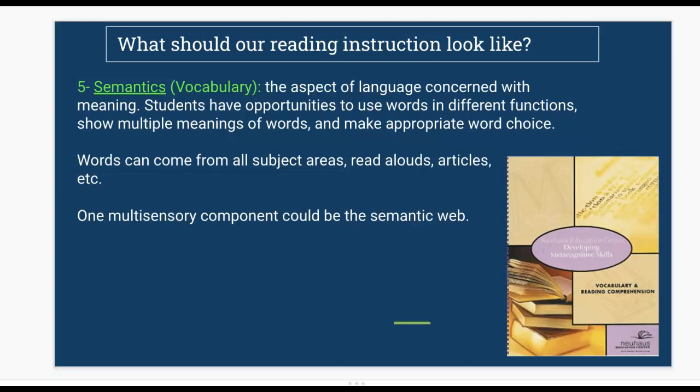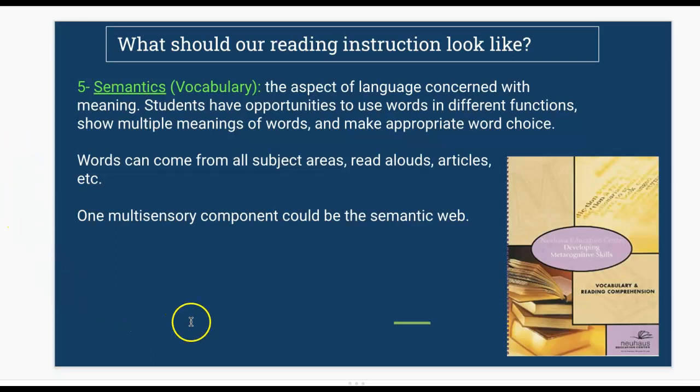Our vocabulary can come from all the subject areas, classroom read-alouds, articles you're sharing, newspaper, you name it. Your vocabulary can come from anywhere. The possibilities are endless. Going back to multiple meanings of words, I was working with a student just yesterday and we were discussing the multiple meanings of the word course, C-O-U-R-S-E. And we came up with a few, and then when we checked in the dictionary, we realized there were quite a few more. So knowing that words have multiple meanings, multiple uses really does aid in their vocabulary development and reading comprehension.